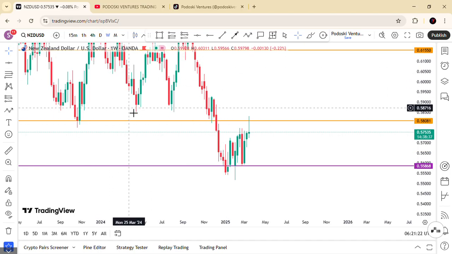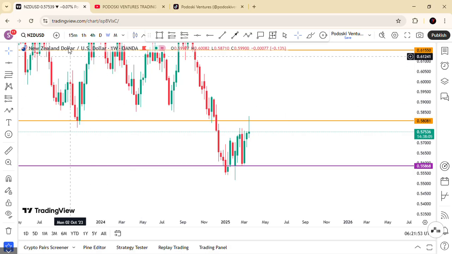So like I said on NZDCAD, if you want to trade safe, just wait for this week's candle to close. Then you pick an entry next week. Okay, because today is Friday. The market doesn't do much on Fridays. So you wait for this week's candle to close, then you pick an entry next week.